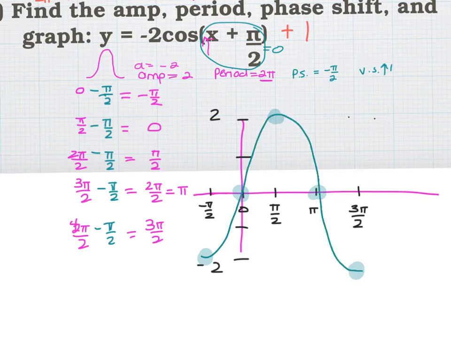So the vertical shift up 1 means each and every one of those points is literally getting pushed up 1 place. So my curve, the answer, is that one.